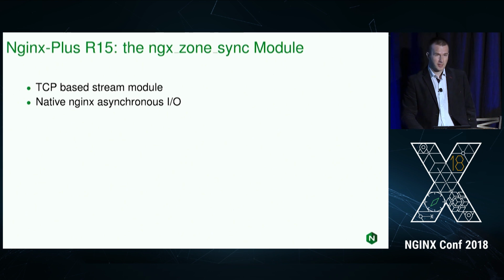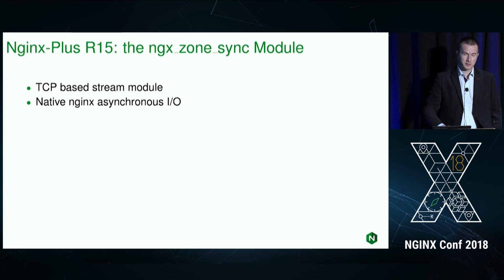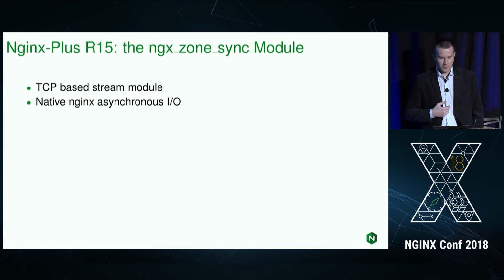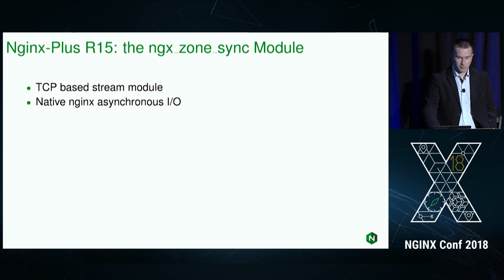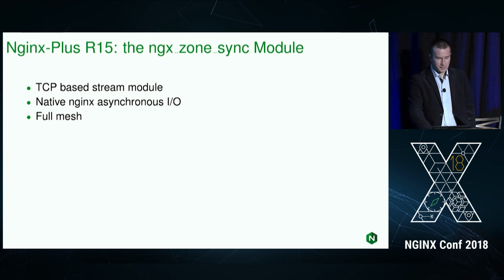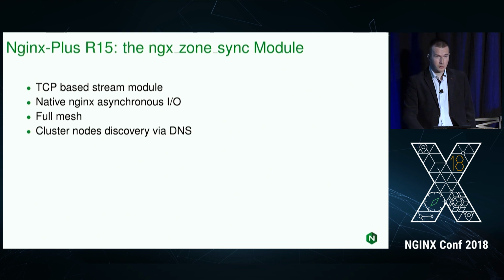It uses native Nginx asynchronous input-output. So in terms of resource usage, it is just handling one more client. It doesn't block Nginx. It's just like one of thousands of connections that Nginx handles regularly. From a topology point of view, we have a full mesh. Each node connects to each other to send them updates. And we support cluster node discovery via DNS. So nodes can publish themselves into DNS, and other nodes will know about this by making DNS requests.